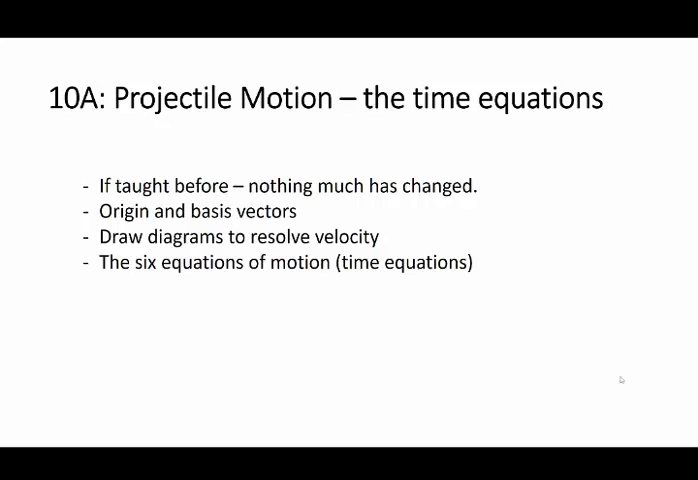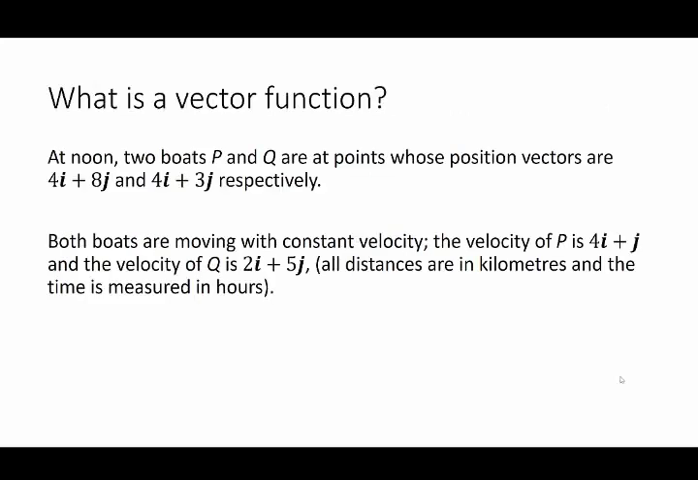We need to think about the origin and the basis vectors, so in other words, where are we setting as our origin in terms of where the projectile is thrown from. For example, if it's thrown from a particular height, do we set that particular height as the origin, or do we set the ground level as origin? We should always be drawing diagrams to help us with resolving the velocity, and then we are looking at deriving the 6 equations of motion, which are also called the time equations.